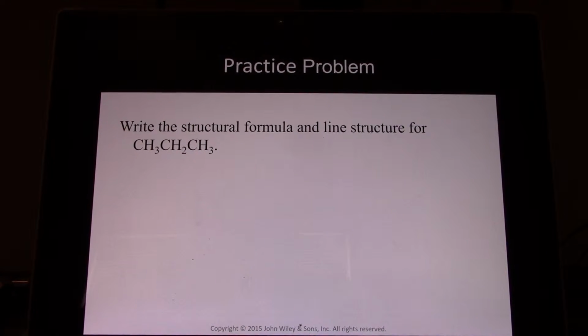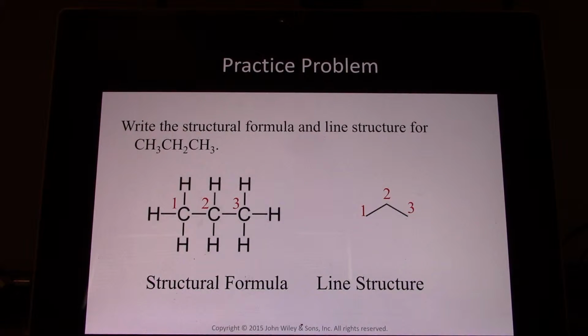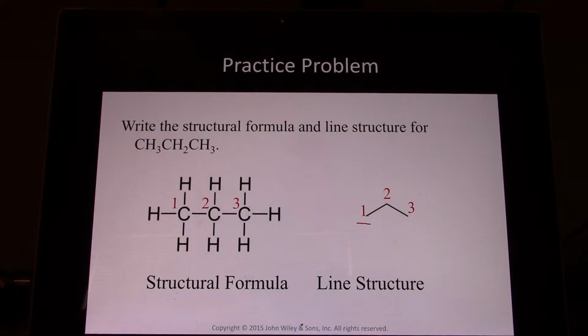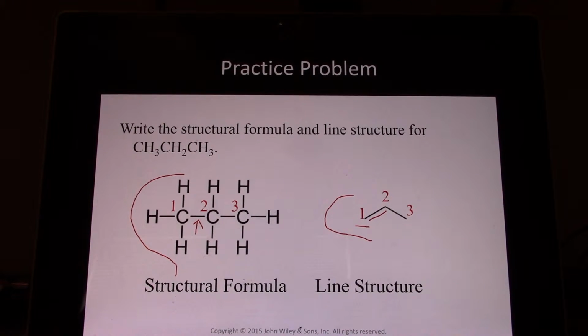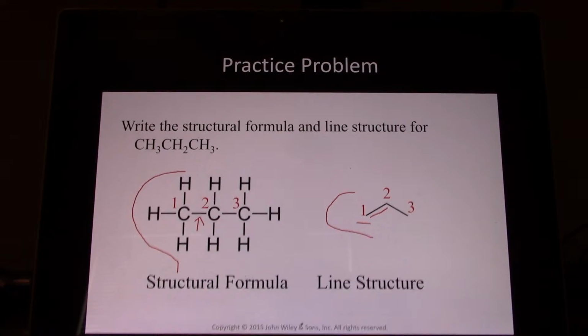So, write the structural formula and the line structure for propane. Well, here's the structural formula, CH3, CH2, CH3. And then our line structure, CH3, because there's only one line coming off carbon. So there's one carbon-carbon bond, which we see right here. So in the line structure, it's just understood that there are 3 carbon-hydrogen bonds, which correspond to these 3. And they're not written, so that's why it's kind of confusing at first, but once you get the knack of it, it's a really fast way to write the molecules.